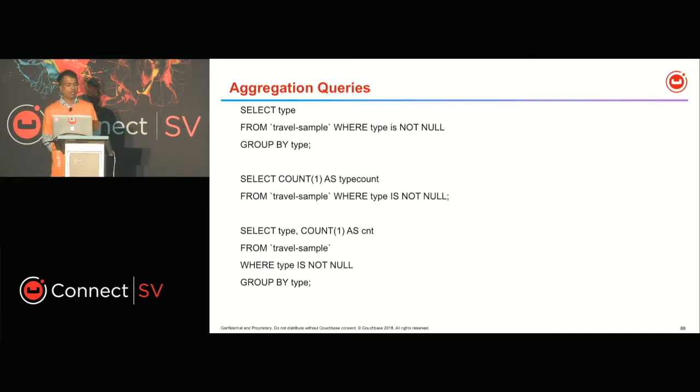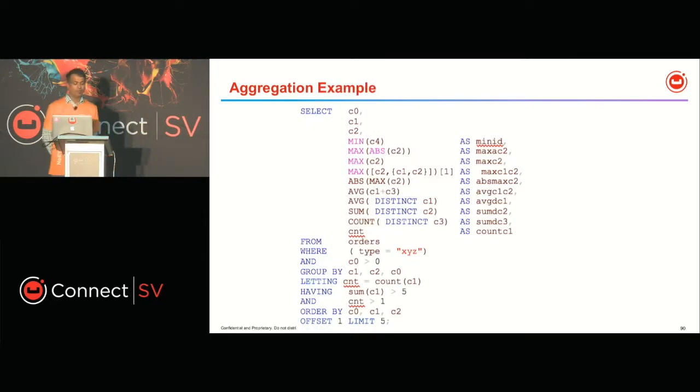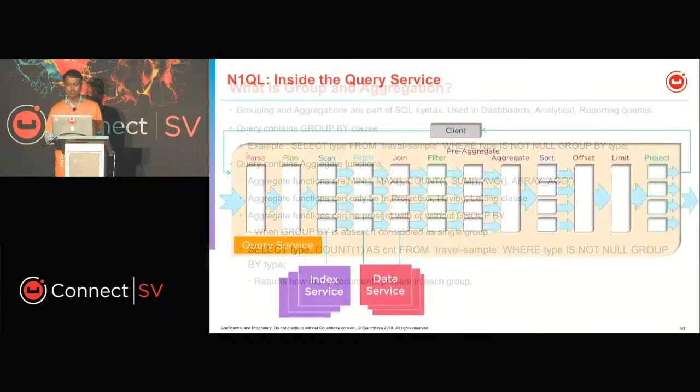So you saw the first query before. Here, I'm just selecting the type without the count. You can have any combination of group by and aggregate. I'll show you a little bit more complex query here. Here I have multiple group by columns, and I have all these aggregates, and then I am doing a group by on this. So even this query, given the right index, will get accelerated.